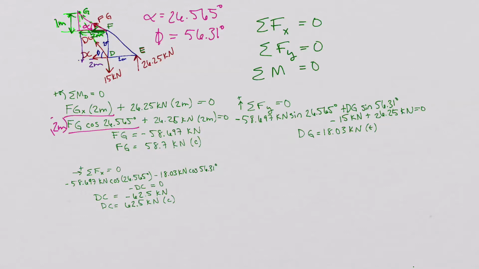Alright, so I just redid that calculation. As you can imagine, not having that 2 meter in there actually did make a difference. I'm hoping some of you caught it while I was doing it. But so FG ends up equaling negative 29.35 kilonewtons. So that would be 29.4 kilonewtons. And that negative tells us that it's not in tension, it's actually in compression.